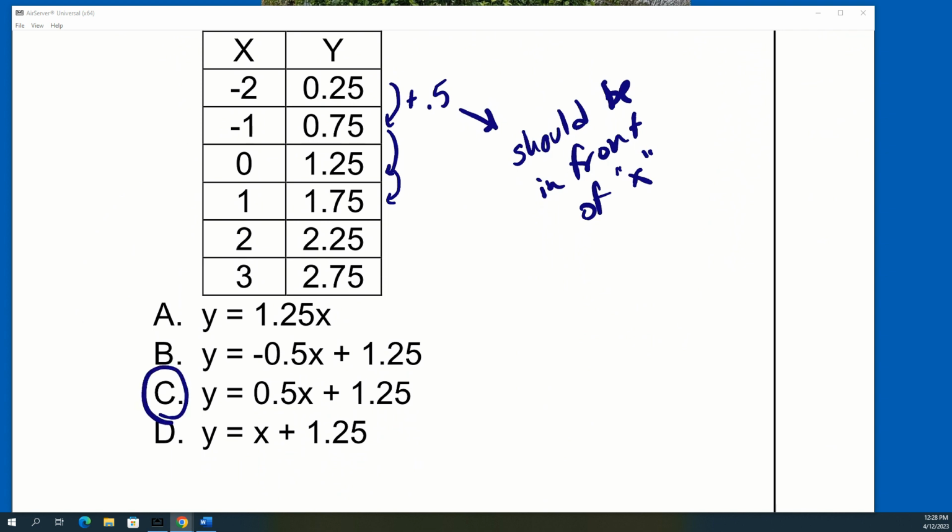Now, if there had been two choices where that 0.5 was in front of x, you could plug in numbers. Now, this is without a calculator, so the easiest number to plug in is 0. If we put 0 in there, it'd give you the 1.25. So definitely C.